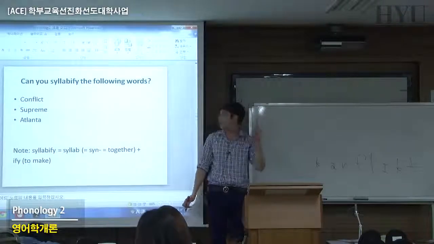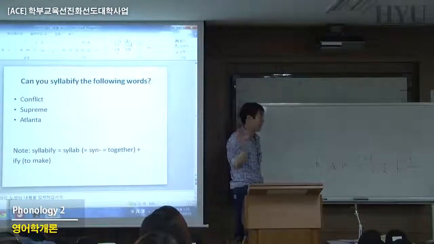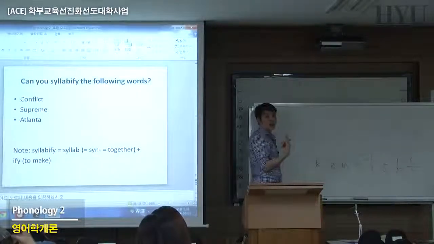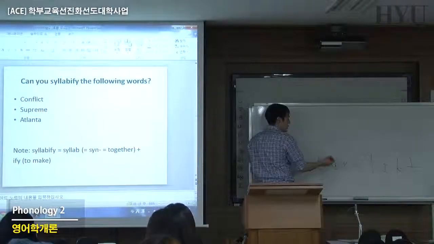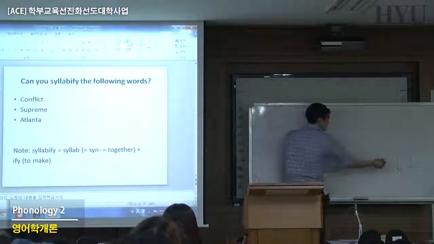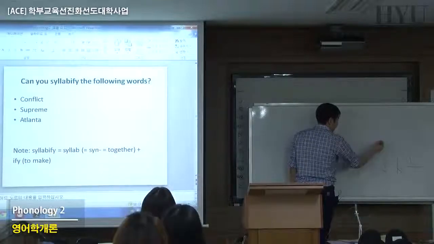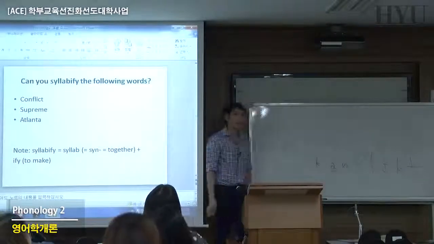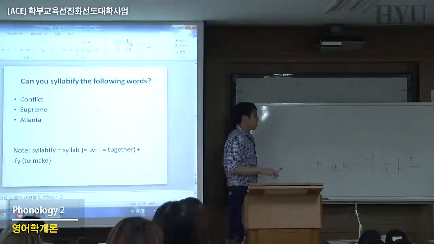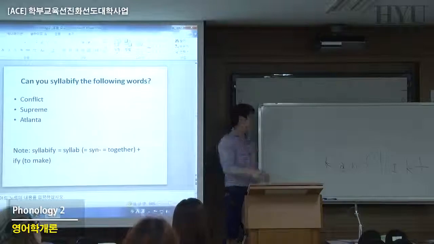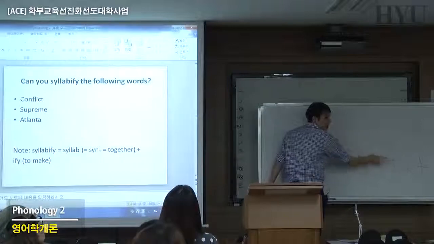So the first step, don't forget, is to assign the nucleus to the vowel, right? You see that there are only 2 vowels, like in conflict. So A and I. So you assign the nucleus. This is the nucleus, right? The nucleus first. And then assign all the remaining consonants to the following syllable. So these should be assigned to join that syllable.